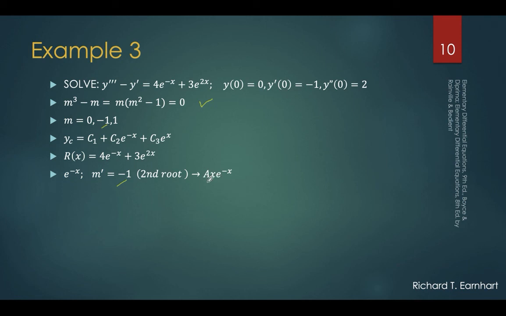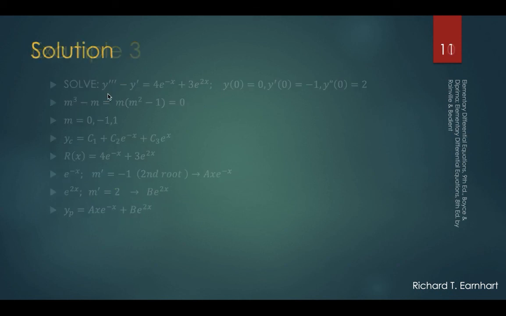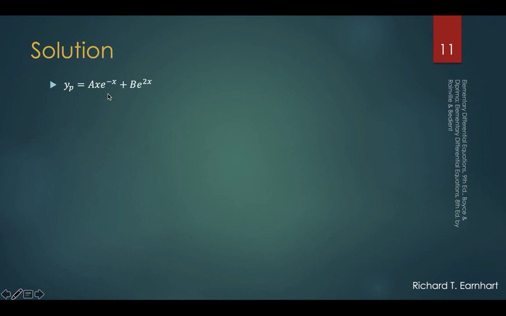So your y sub p is a x e to the negative x. And then for e to the 2x, your root is 2. It does not appear in the complementary solution, so just a constant, let's say b, and then e to the 2x. Combining the two will give you your y sub p. This is up to the third derivative, so we get the first derivative of y sub p.